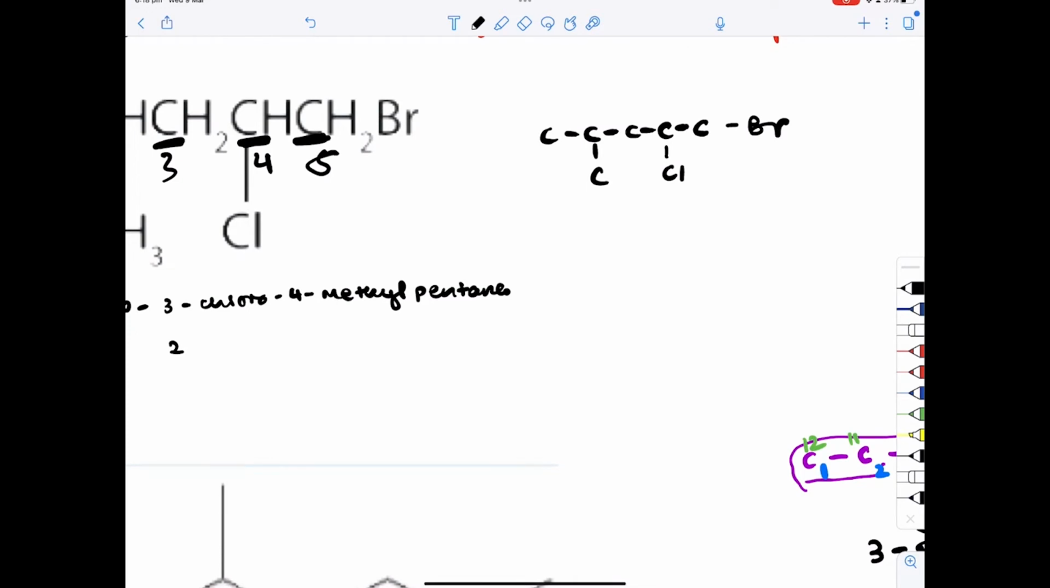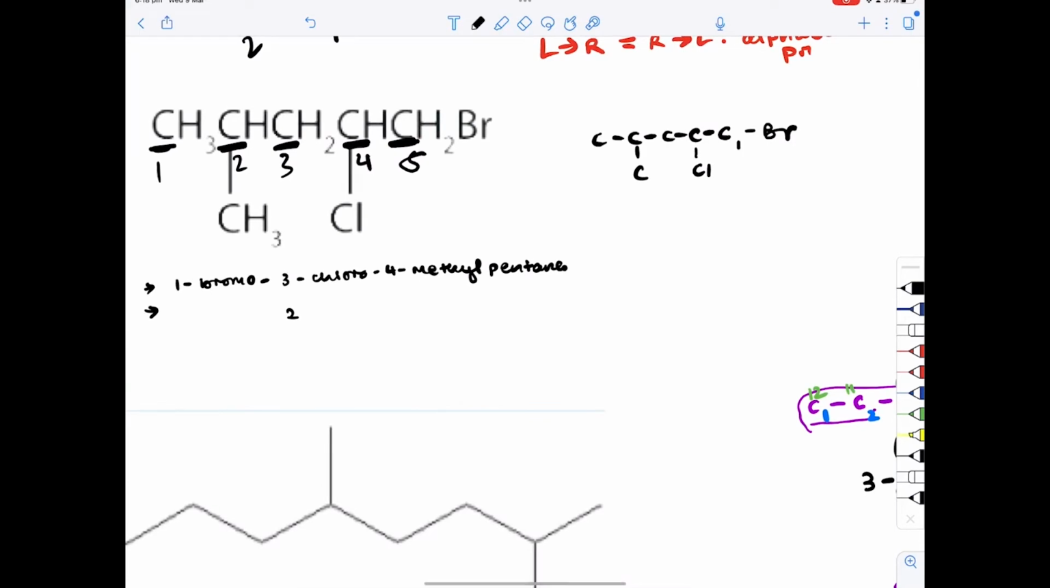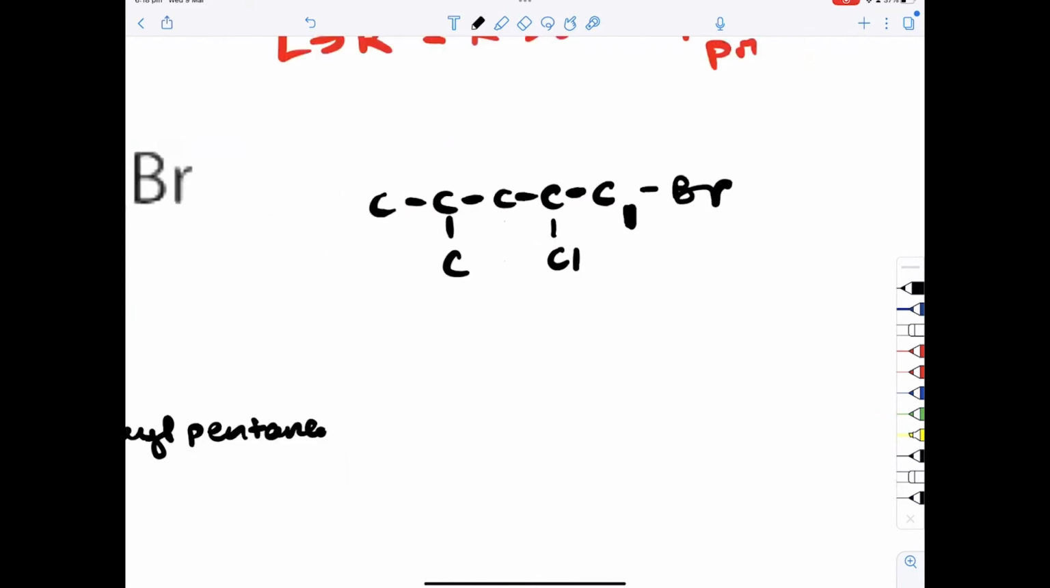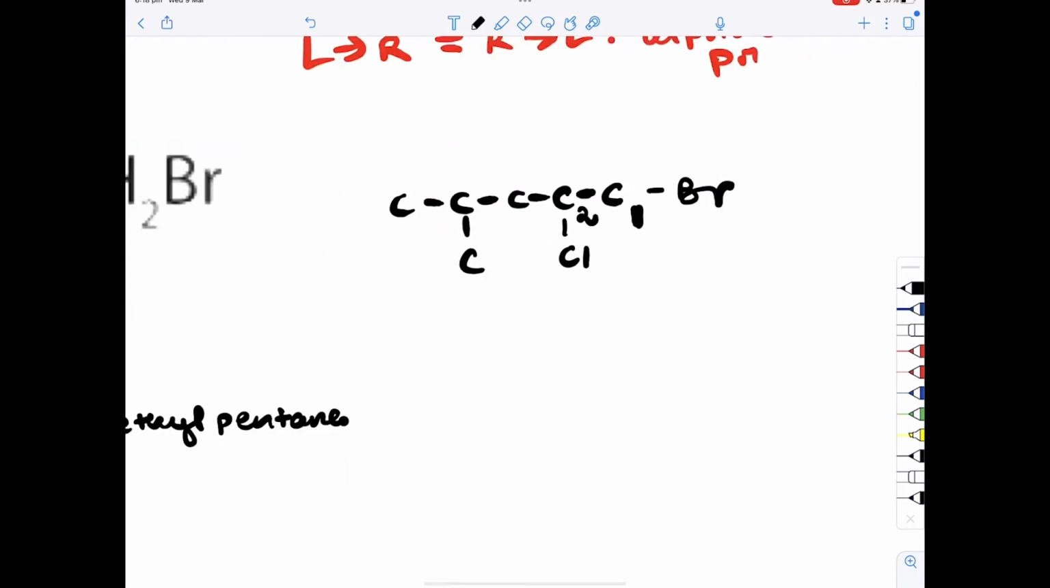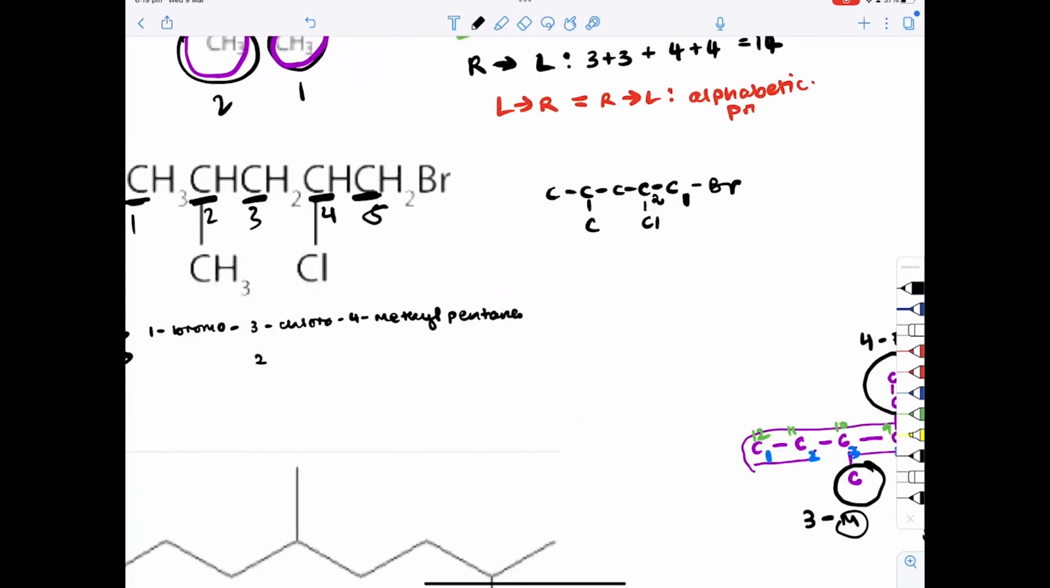Good, so I can clearly see from here, I can go either left to right or right to left, and I can see that Gerald went right to left because his bromo has the first position. That would make this 2-chloro rather than 3-chloro. Does that make sense, Gerald? I think that was just a silly mistake. Can you hear me fine? Yeah, it was just that I mislabeled one of the chlorines.